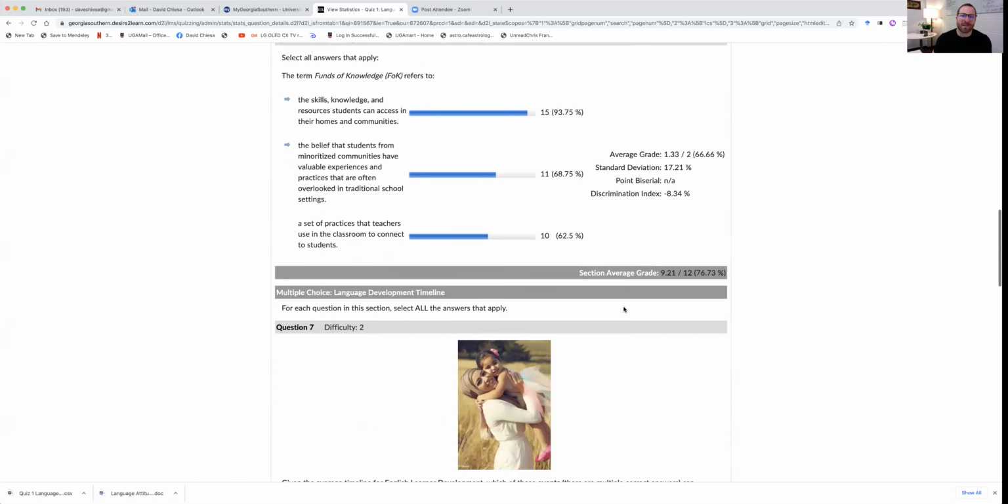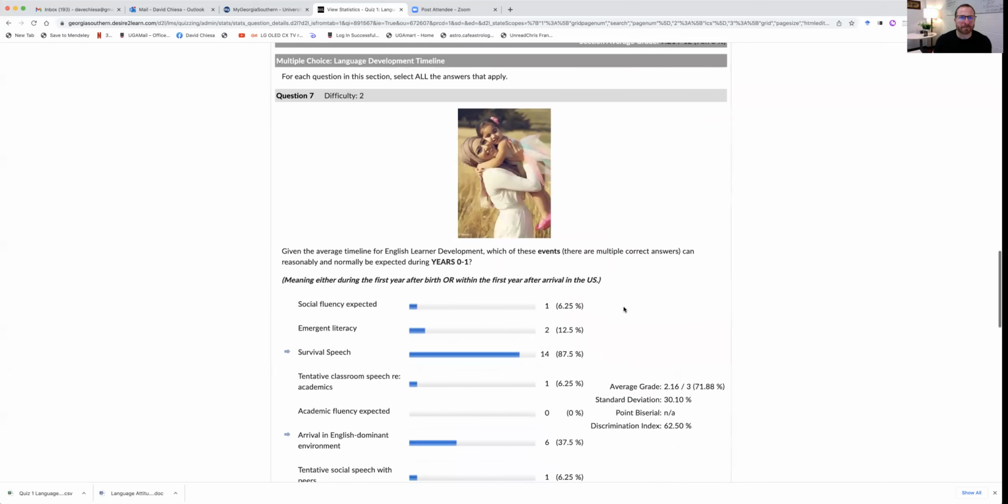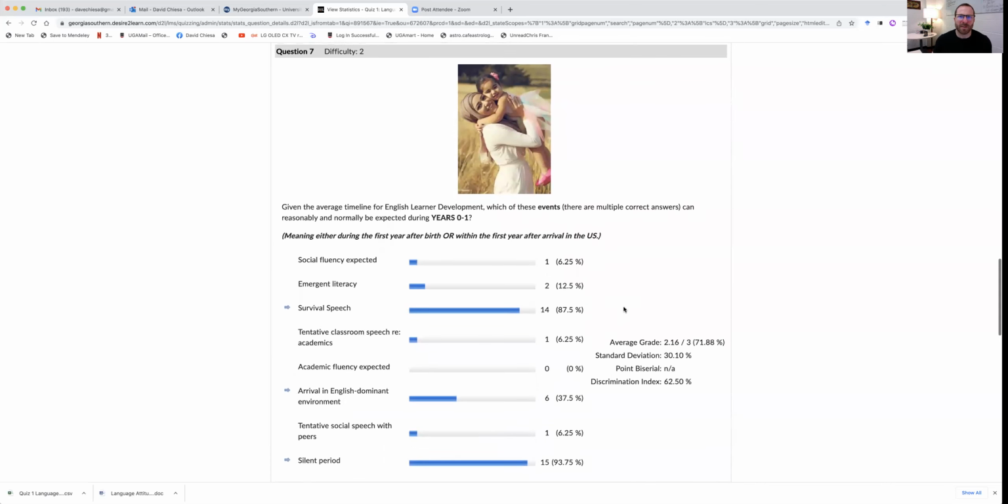Multiple choice for the following. And then we have this wonderful picture of a mother and daughter. Given the average timeline for English learner development, which of these events? And so on the folio, there was actually a description of what happens age by age. And so all you need to do is follow the age by age resource that was available, and you can answer these questions.